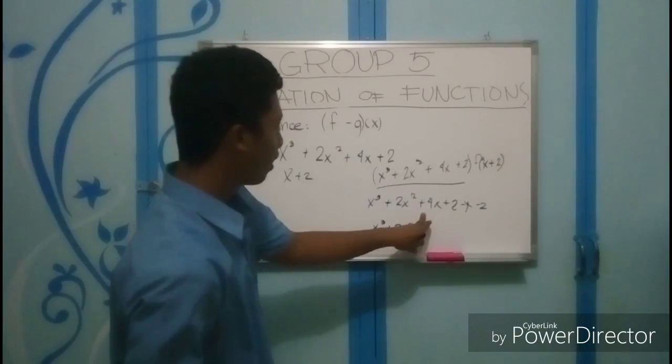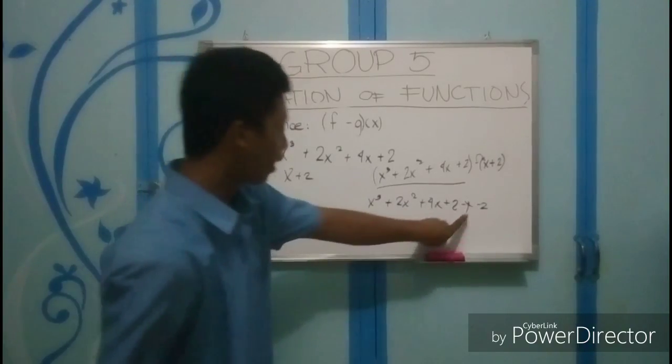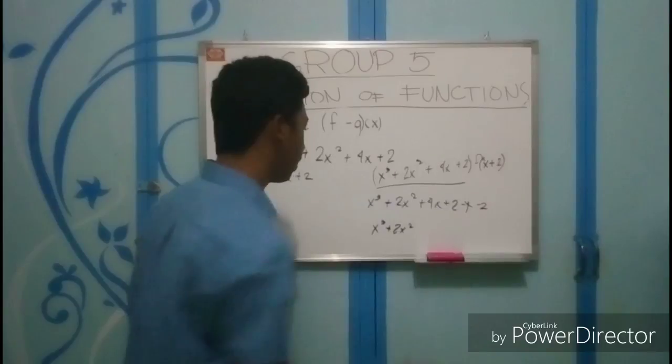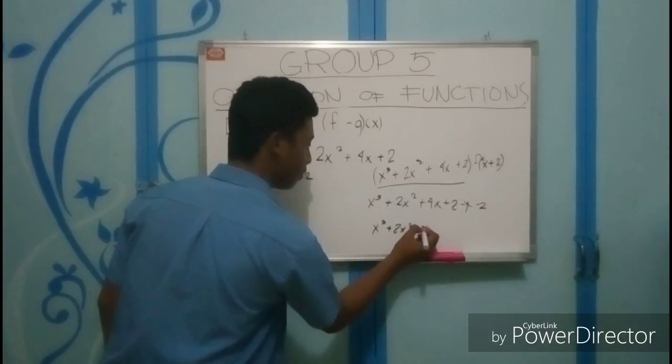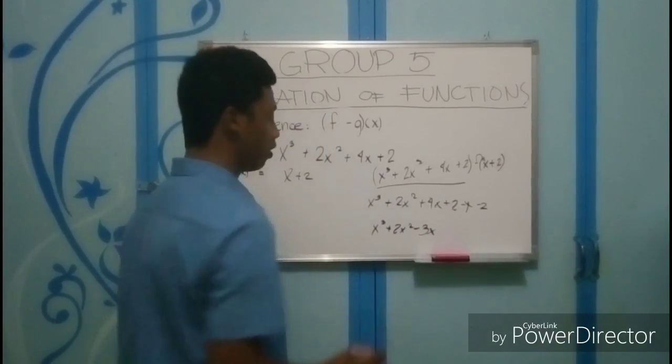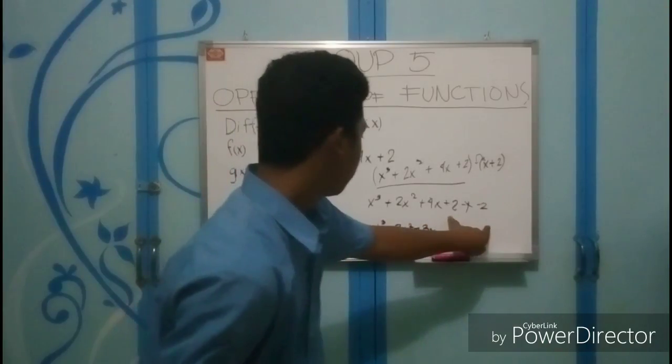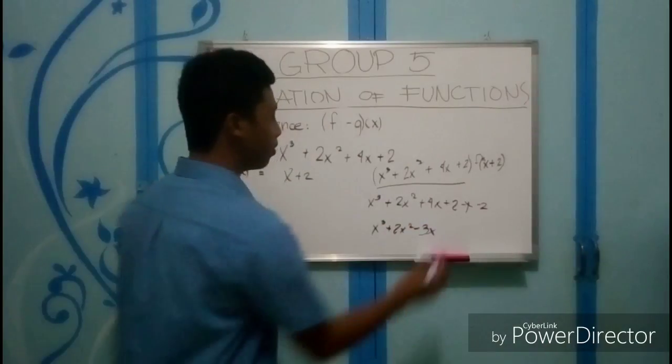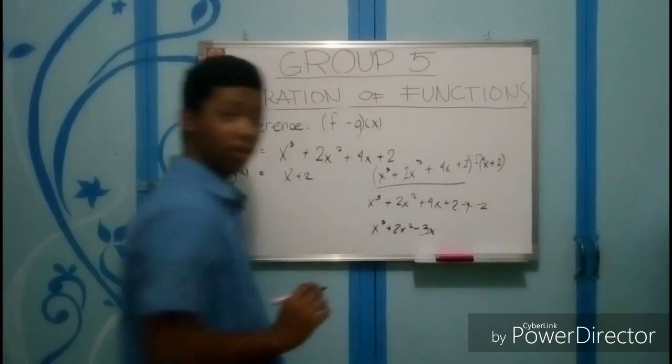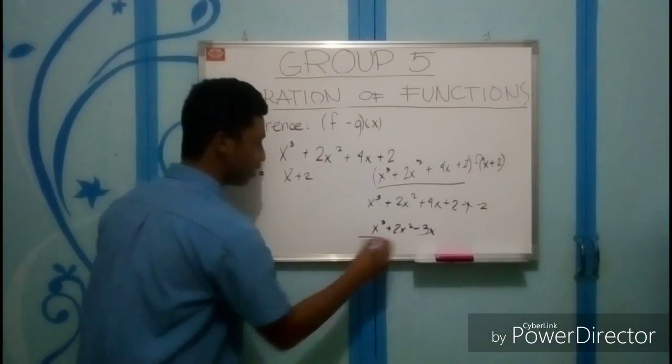Your 4x has a like term, x. So what happened? That will become negative 3x. And your 2 has a like term, 2. That will become 0. And that is your final answer.